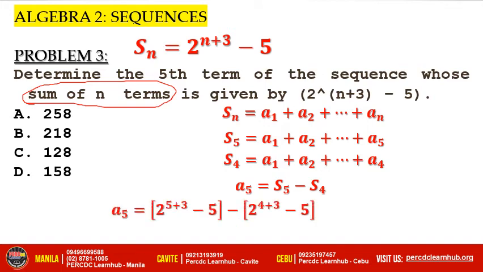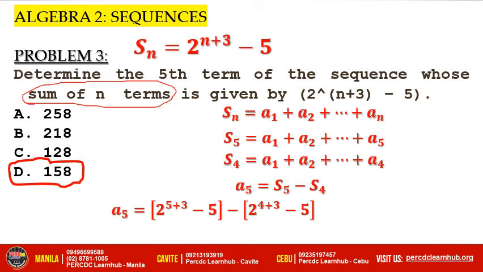Okay? So, substitute na natin. Ito yung given, 2 raised to n plus 3 minus 5. So, yung n natin is 5. So, 2 raised to 5 plus 3 minus 5 minus 2 raised to 4 plus 3 minus 5. Okay? So, evaluate natin. You can use your calculator, pwede lang din hindi. So, yung answer natin dyan is letter D, 158. Okay? So, letter D po yung correct answer.